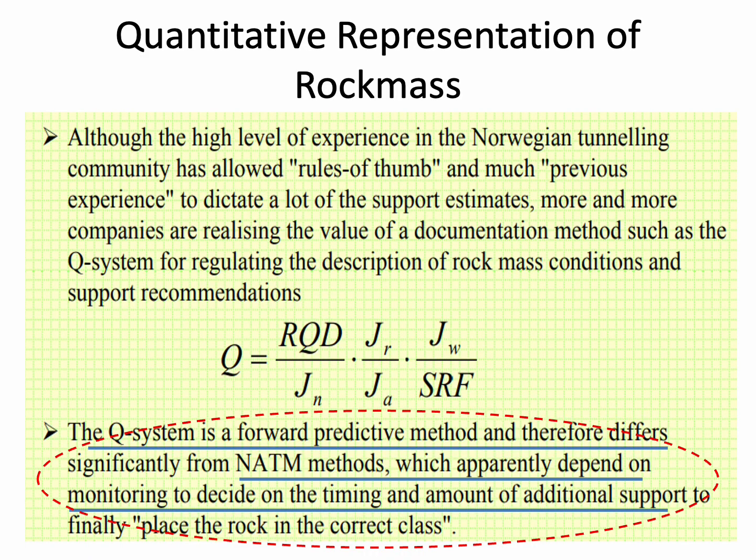Briefly, I'll go through quantitative representation of rock mass, the definition of Q. The Q system is a forward predictive method and therefore differs significantly from NATM methods, which apparently depend on monitoring to decide on the timing and amount of additional supports to finally place the rock in the correct class.